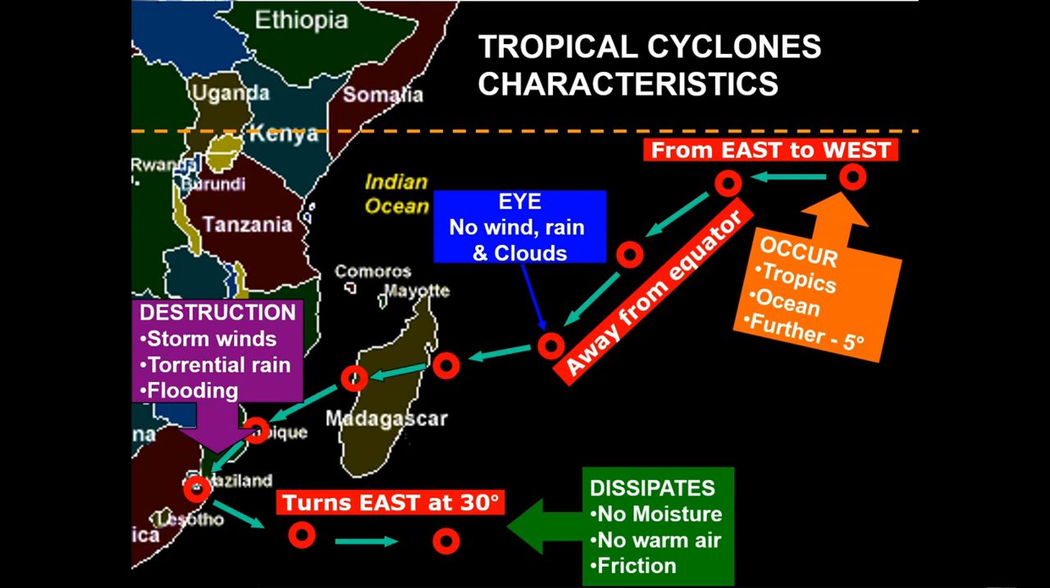So what are the consequences of a tropical cyclone? Tropical cyclones have primary effects and secondary effects. Primary effects are what happens there, and you will see on your notes: destruction, storm winds, torrential rains, and flooding. Those are your primary effects of a tropical cyclone.